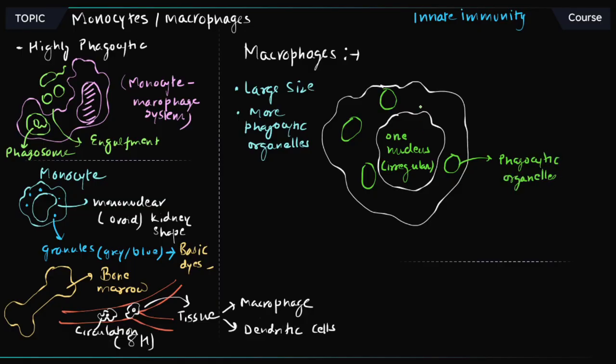And next we talk about the cell membrane. In the cell membrane, it will have small structures like this. Small structures, they are called microvilli. Microvilli are present on the surface of the macrophages.